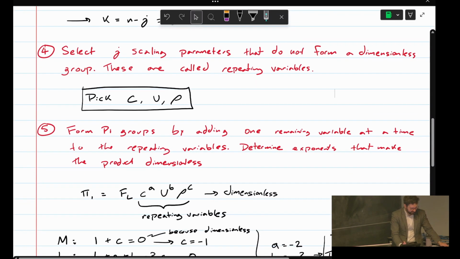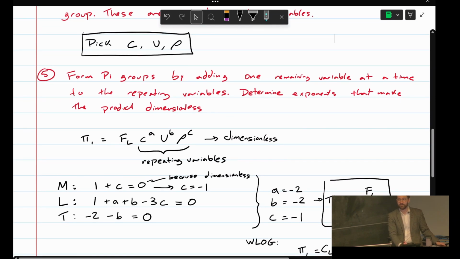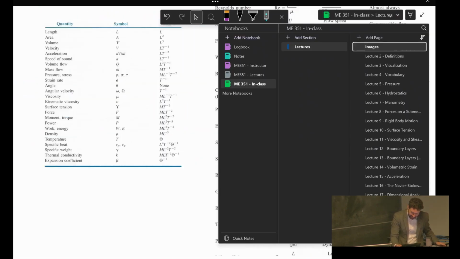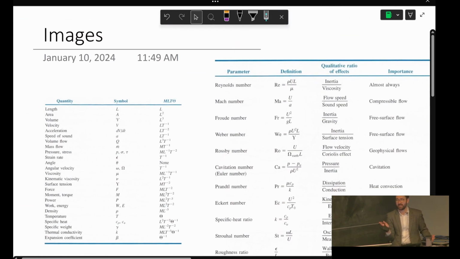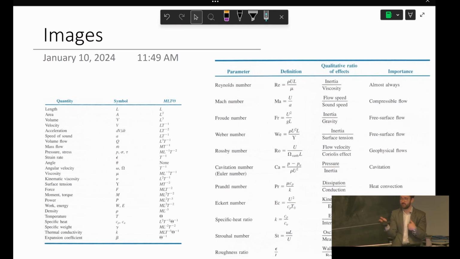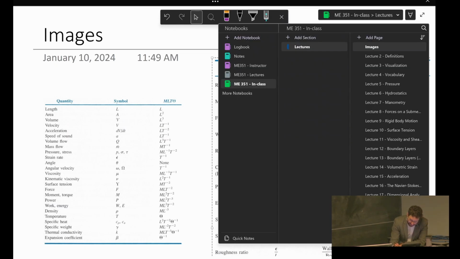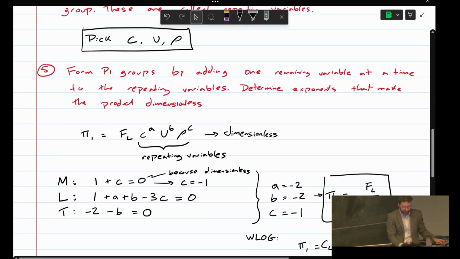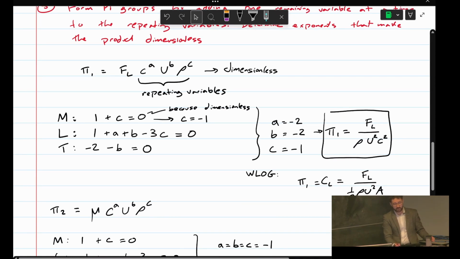So, forming the pi groups: once you do one or two more of these, you're going to see that they all start churning out very similar numbers to the ones in this table. So start with the end in mind of the pi group you're looking at. If I have a force times these repeating parameters, I'm probably going to end up with some sort of force coefficient. Or mu times those repeating parameters, I'm probably going to end up with Reynolds number. So keep that in mind. Don't feel like you have to do this from scratch every time. So look at those common non-dimensional groups.